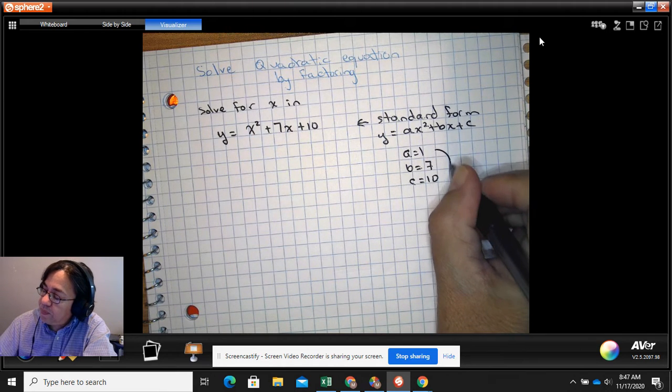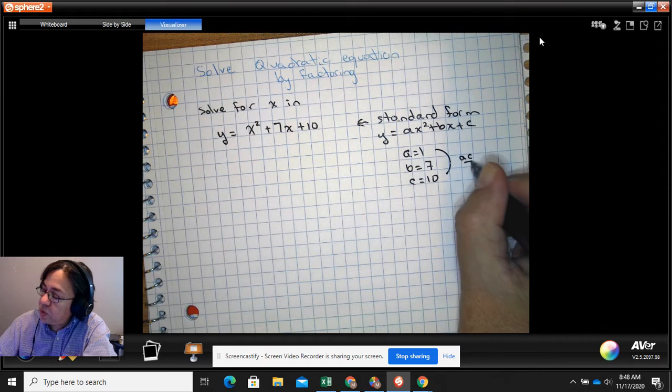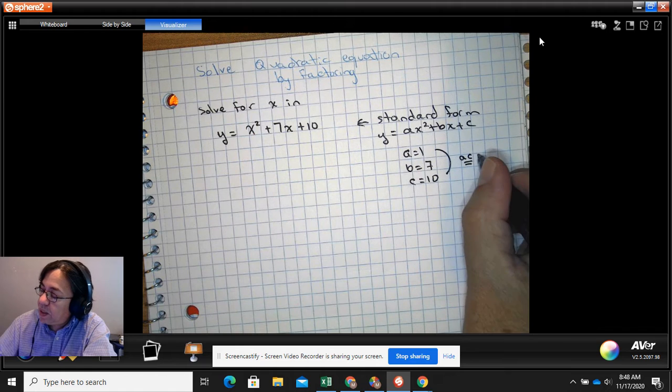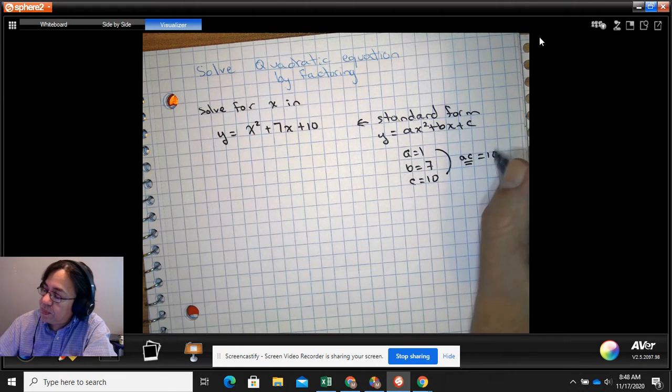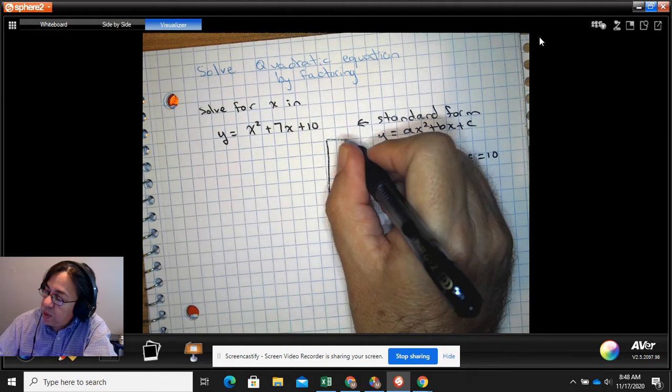You can just say 1 times 10. This is called the AC method because you multiply the first and the last. Well, 1 times 10 is equal to 10. So here we're going to put our graphic organizer.